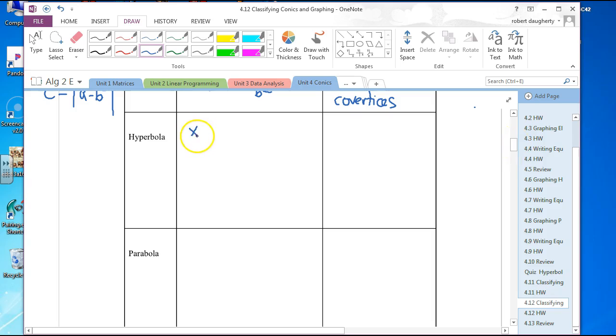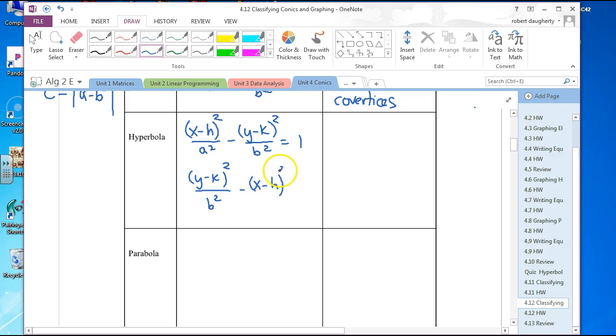Okay, the equation for a hyperbola, what's the only difference between the ellipse and a hyperbola when you look at the equation? Yeah, there's just a negative sign there. So it's very similar. Or the other way it can look is like this, (y minus k) squared over b squared minus (x minus h) squared over a squared equals 1. Which of those is horizontal? The top one's horizontal, the bottom one is vertical. Okay, so I know that this was horizontal and this was vertical.